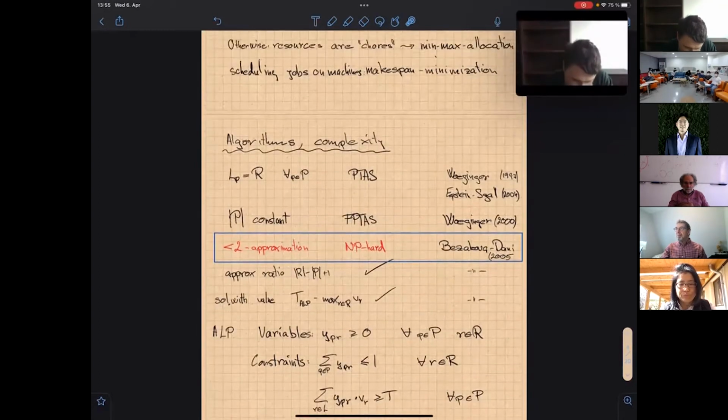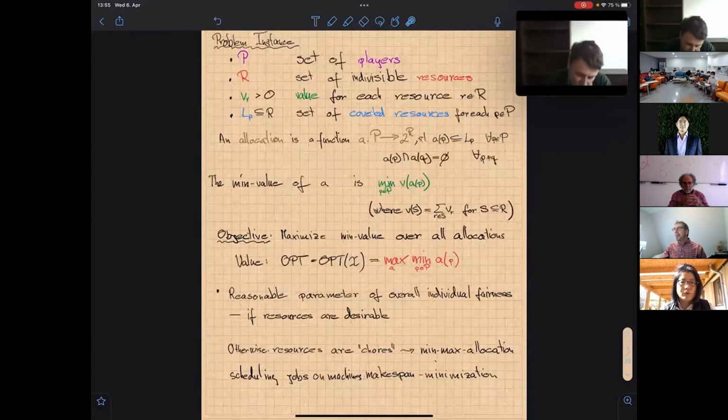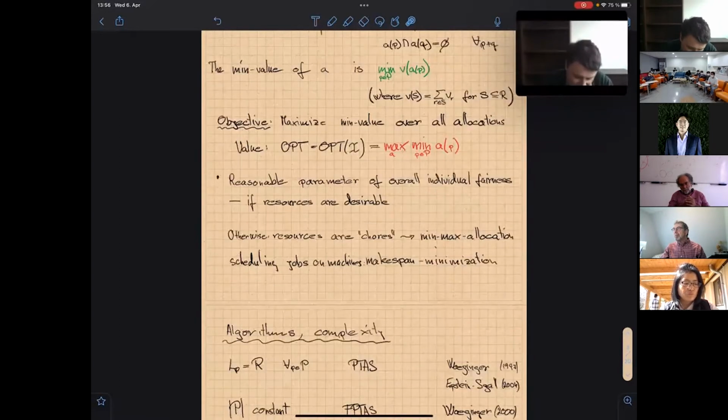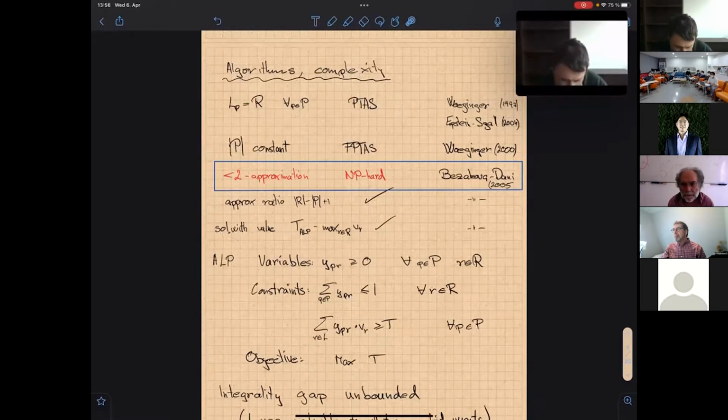So obviously, we are interested in learning about these problems, potentially finding algorithms to aid calculating or dividing these resources and determining the complexity of the problem. There were some works already earlier in very special cases by Wöginger and Epstein and Schall.